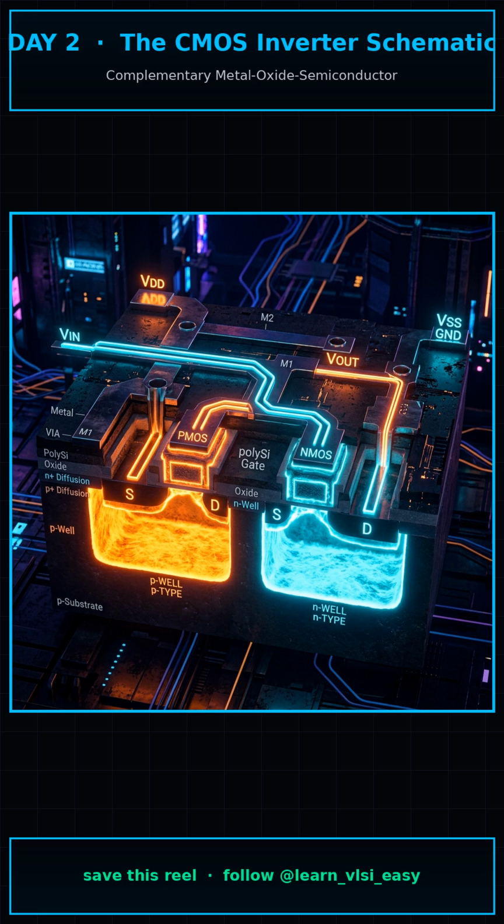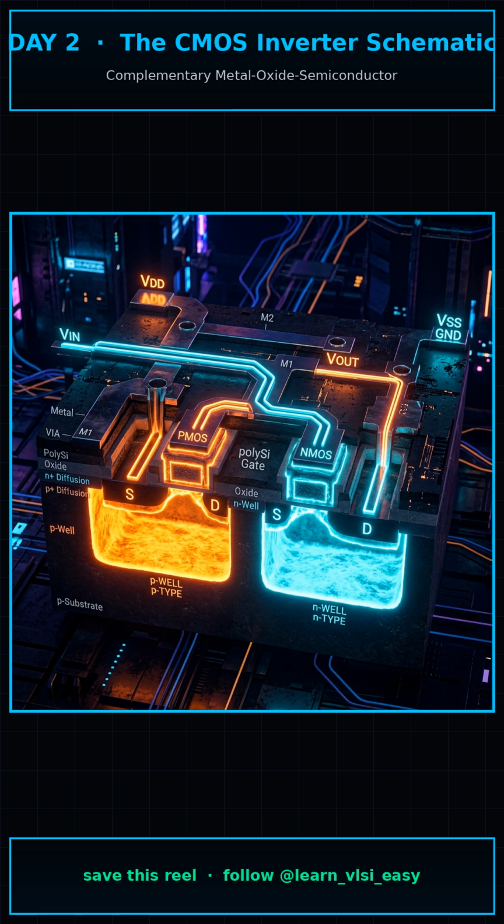Today, we begin our deep dive into Day 2, the CMOS inverter. This simple circuit is the absolute foundation of all digital logic, forming the basis for every processor, memory chip, and digital system in existence. It consists of a PMOS transistor on top, connected to the VDD power supply, and an NMOS transistor on the bottom, connected to ground.